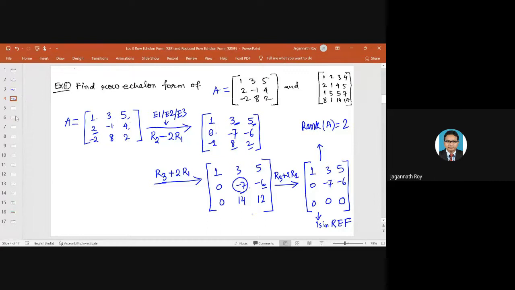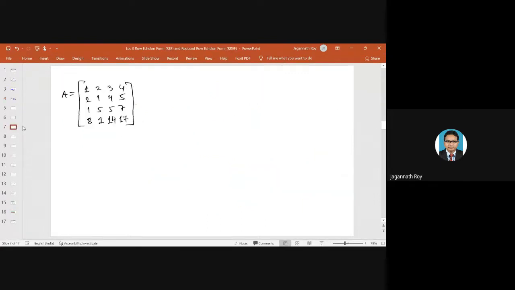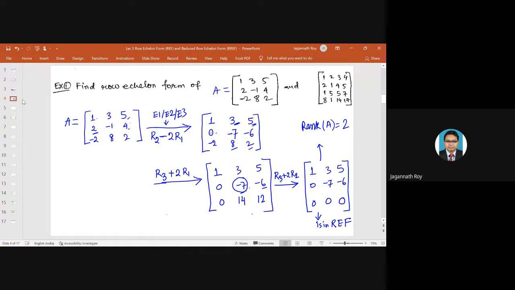Similarly, if you want to find the rank of this matrix, the 4 by 4 matrix, so what you have to do is, when the concepts are clear, you know how to find REF. Since this is the beginning of the course, I am doing this step by step. But if you know all the steps properly, in order to avoid the errors, you can just directly write it in this form.